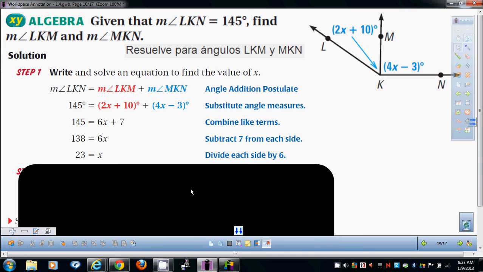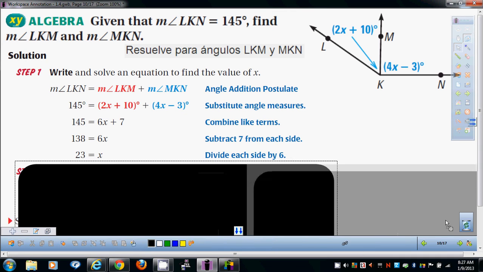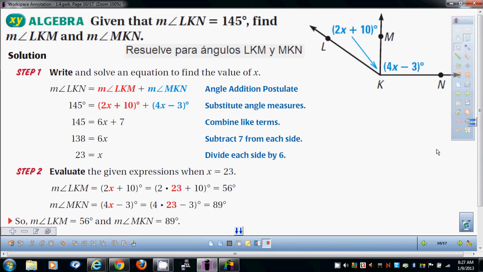Are we done? No. The question asked us for the actual measure of the angle. So we're going to take this, and we're going to plug it in here and here. And that will tell us the measure of those angles. So we plug 23 into 2x plus 10, got 56. Plug 23 into 4x minus 3, got 89. And those are your answers.